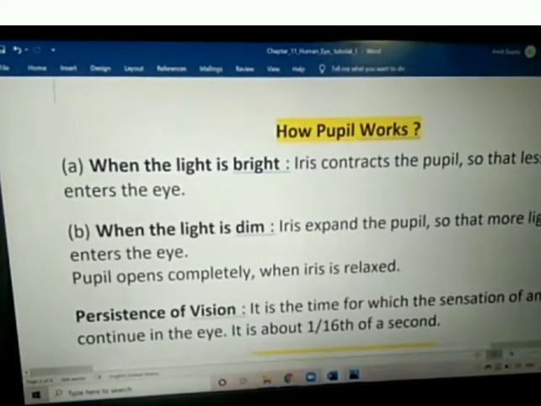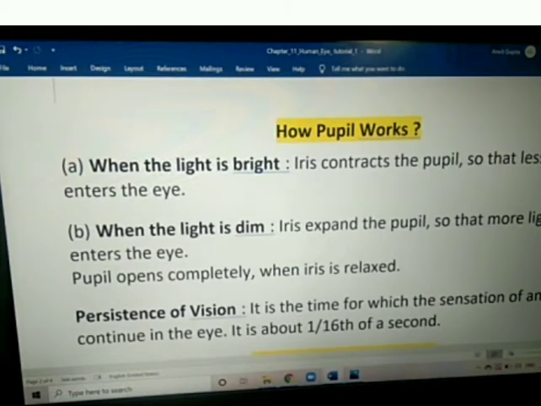Now let's understand how the pupil works. When there is very bright light, there is a contraction in our pupil so that less light enters the eye. But when there is dim light, the iris expands the pupil so that more light can enter into our eye. So the pupil opens completely when the iris is relaxed.